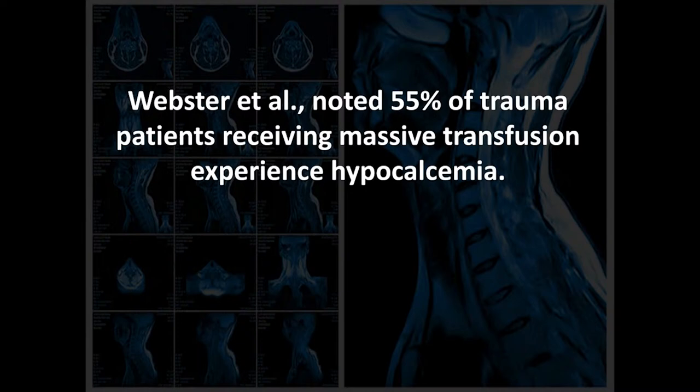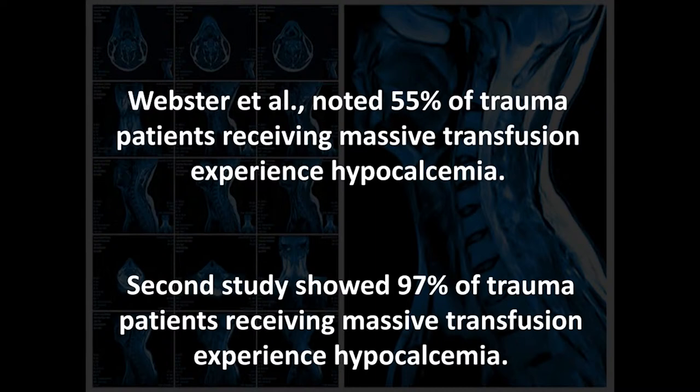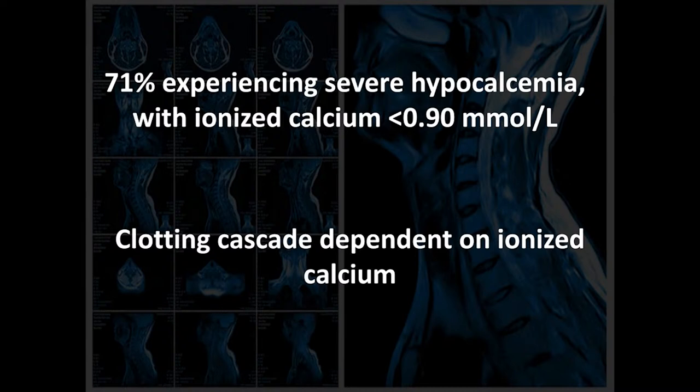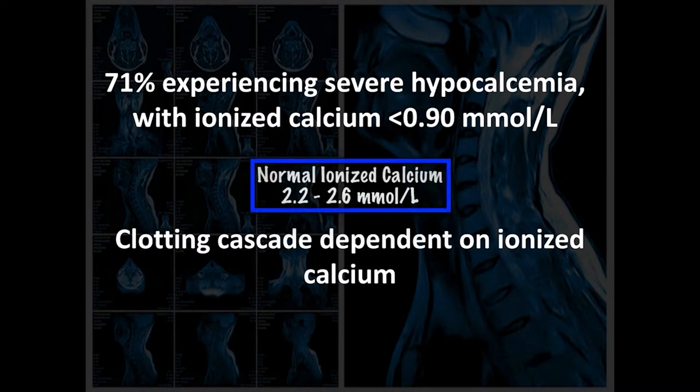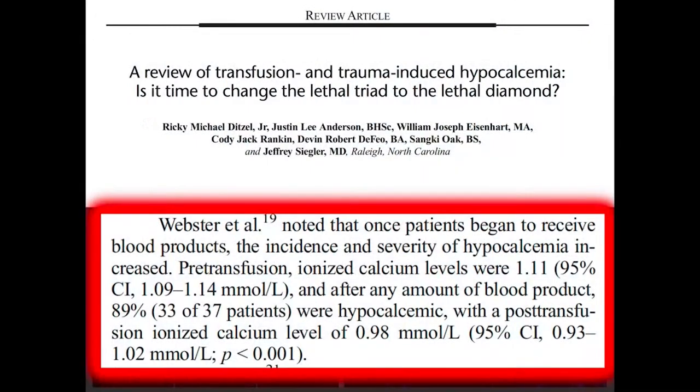One study, Webster et al., noted 55% of trauma patients receiving massive transfusion experienced hypocalcemia. That's huge. A second study showed 97% of trauma patients brought into a UK level 1 trauma center receiving massive transfusion experienced hypocalcemia. So those are huge, huge numbers. Remember, these studies are all observational, though. We need to see a randomized controlled trial that is focused on this topic. In those patients, of the 97%, 71% of those experiencing severe hypocalcemia with ionized calcium of 0.90 millimoles per liter. Remember, a normal calcium measured in millimoles per liter is 2.2 to 2.6. So that is significant. And the thing to understand is clotting cascades are dependent on the ionized calcium.